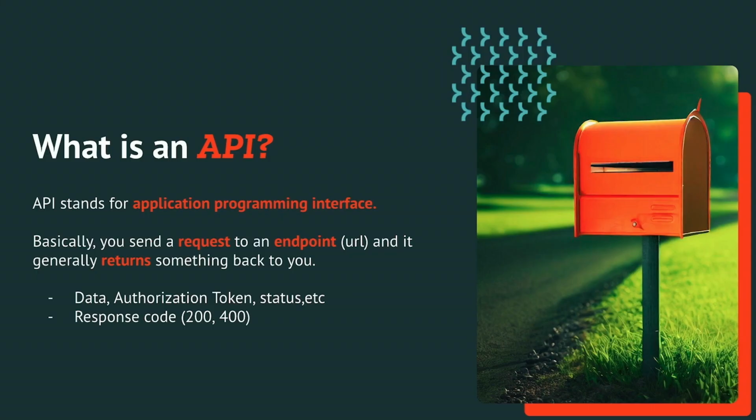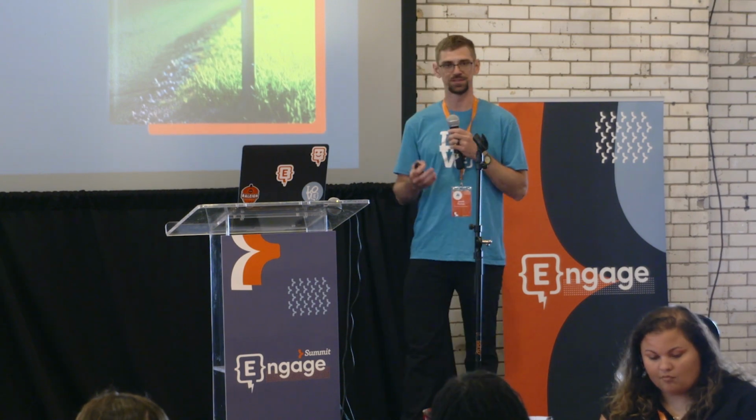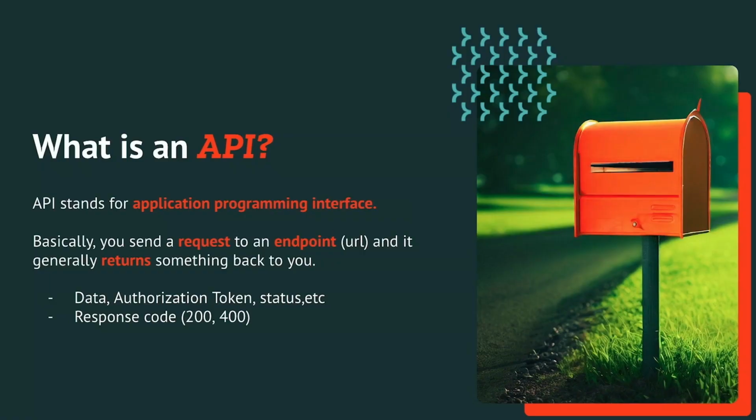So an API stands for Application Programming Interface. And at its most basic, you send a request to an endpoint, which is just a URL, and generally it returns something. So sometimes you send data, and it says, I accept your data. Sometimes you just say, hey, I want this resource. And it sends back a list of IDs. It sends back something from a system.